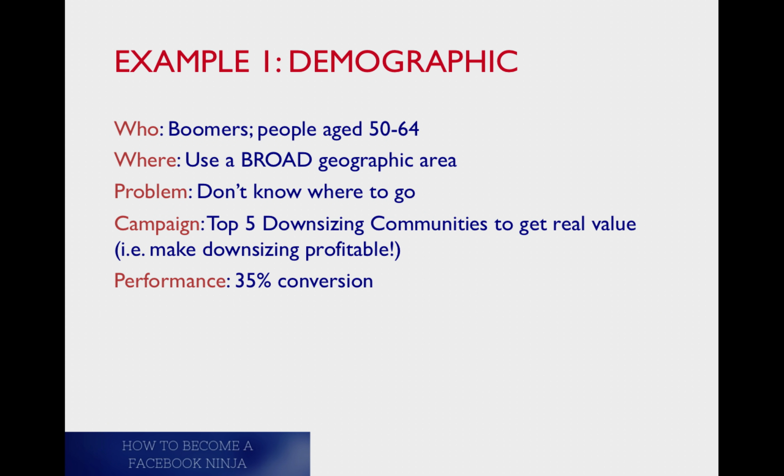For this one, we're using a very broad geographic area, like an entire city, but then we would focus in on people specifically in that particular age group. The problem we were addressing was they don't know where to go because there's so many different opportunities. And then the campaign itself was top 5 downsizing communities to get real value. Basically, it's talking about downsizing at a profit. There's another one that I created called 3 Ways to Downsize at a Profit, which is also really, really successful.